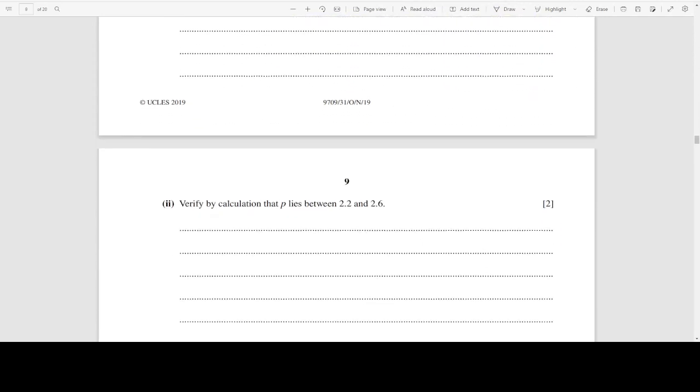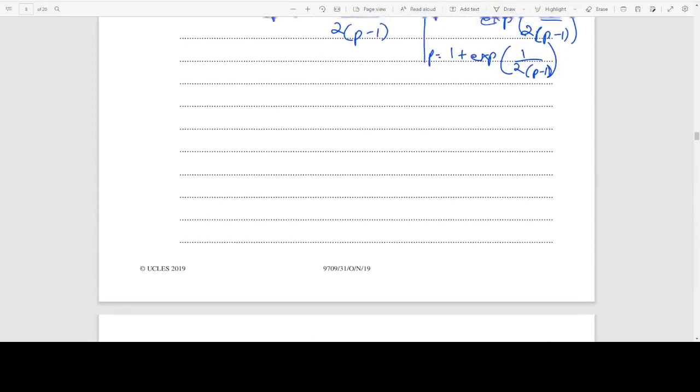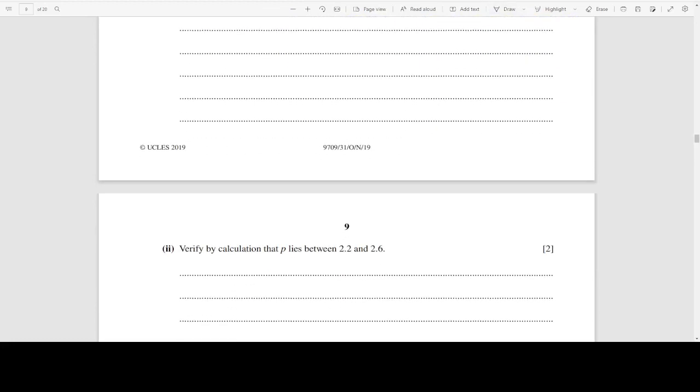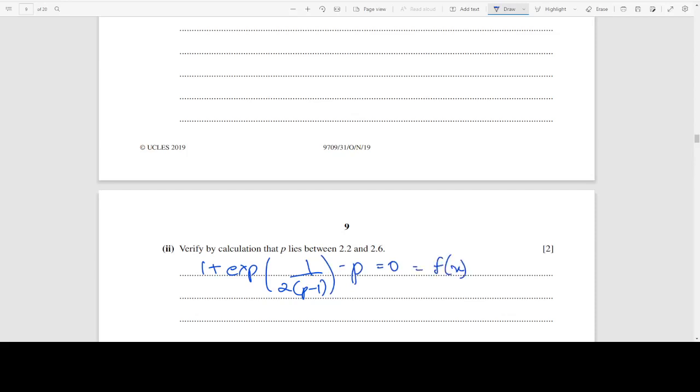Now verify by calculation that p lies between 2.2 and 2.6. So let's form an equation with this. We'll just take everything on one side. So 1 plus exp 1 over 2p minus 1 minus p is equal to 0, and let this be, let's say, f of x.